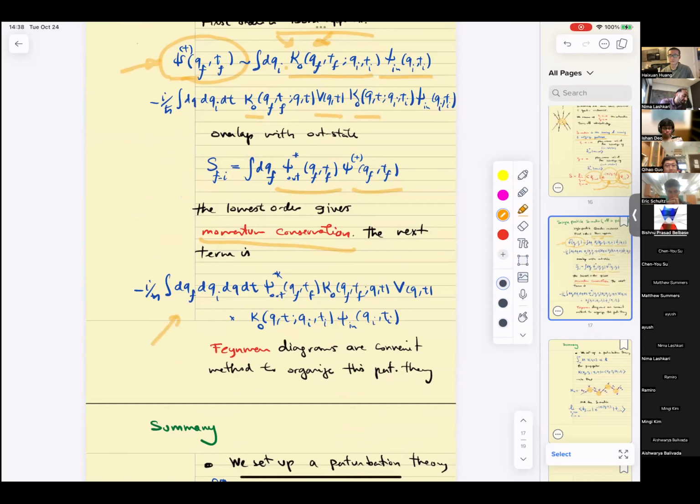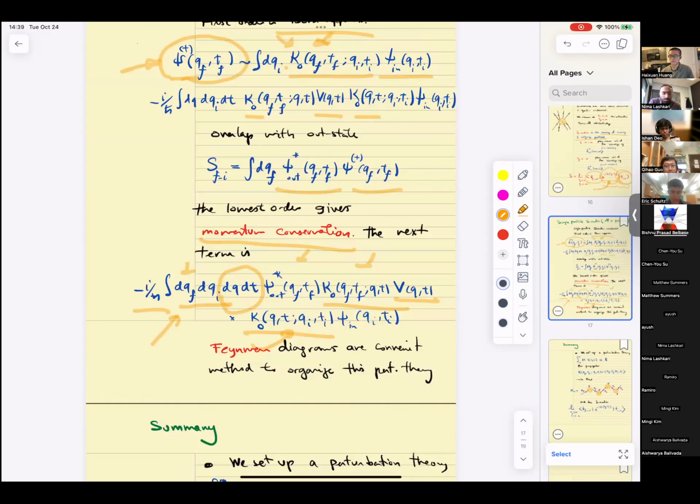Then the first order term is minus i over h bar, integrals over q's, right? So qi and qf are about psi in and psi out, but there's one integral over q and t, which is about where the interaction happens, right? Because V is a function of q and t. So there are two propagators. This is the propagator before the interaction happens. This is the propagator after the interaction happens, free propagators, right? And then there's psi out. This looks like an ugly expression, but that's why Feynman invented Feynman diagrams, to keep track of this perturbation theory for the S matrix in a systematic way, right?